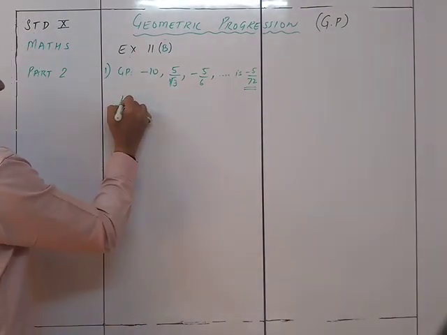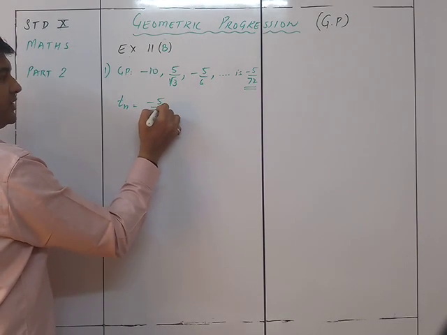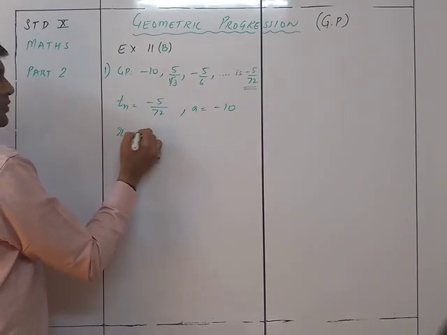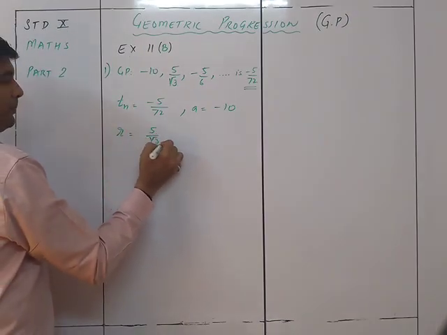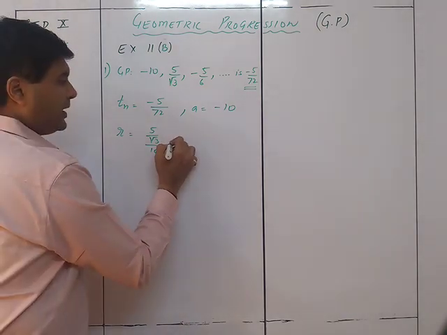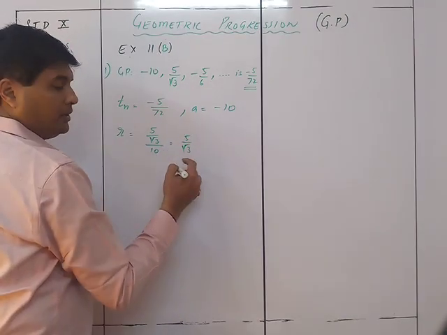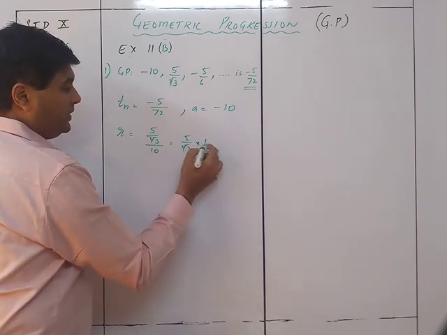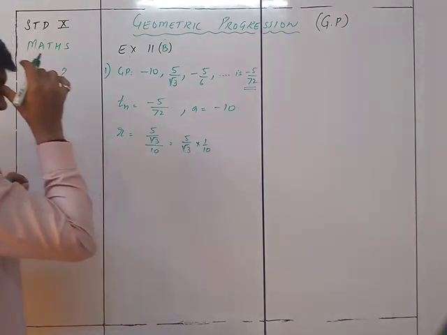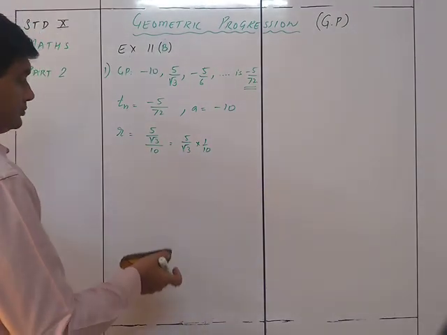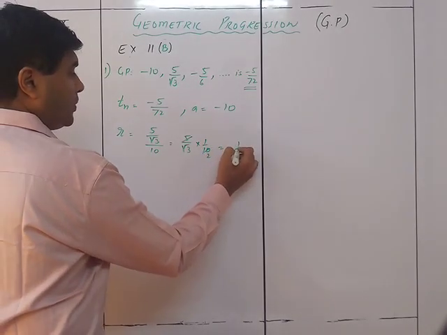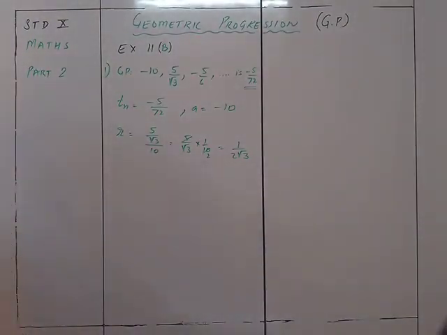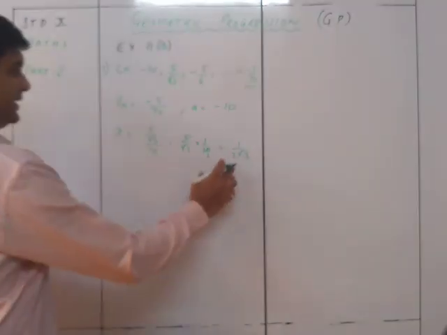So it's given that Tn is equal to minus 5 upon 72. A is given to you as minus 10. R can be found out as 5 upon root 3 upon 10. So that is nothing but 5 upon root 3 into 1 upon 10. So that will be 1 upon 2 root 3. This is what is given to us, that R is this much.